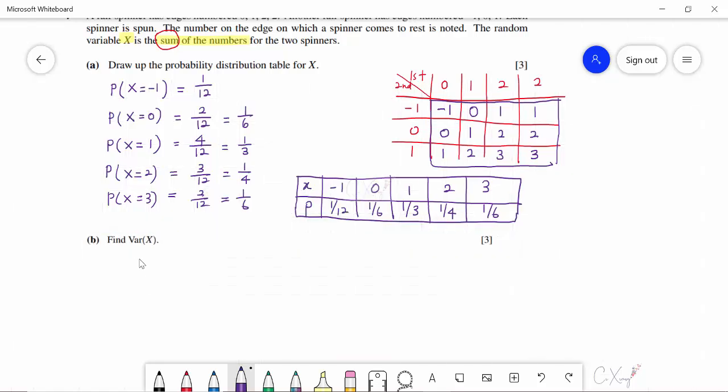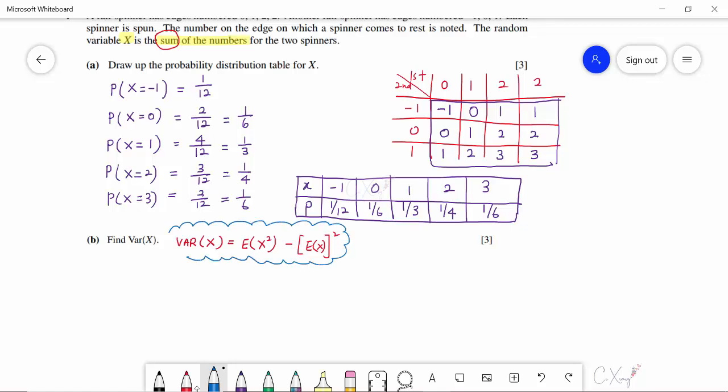For part number B, they are asking for the variance of x. Just to recall, to find out the variance of x, the formula that we should use is the expected value of x squared minus the value of the mean squared. So this is the formula that we should use to find the variance of x.